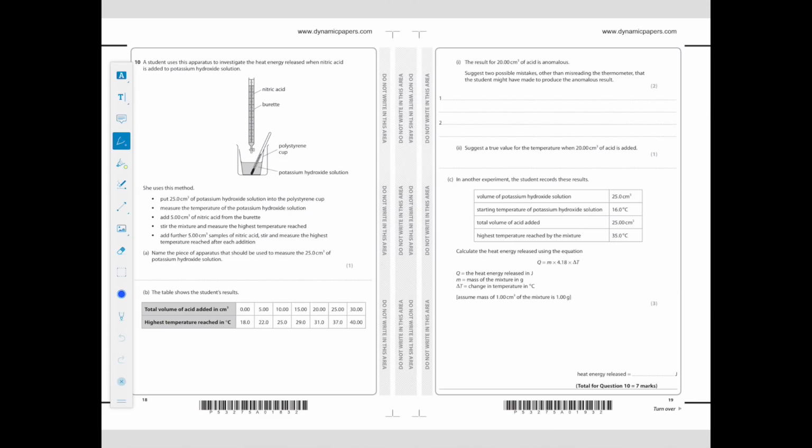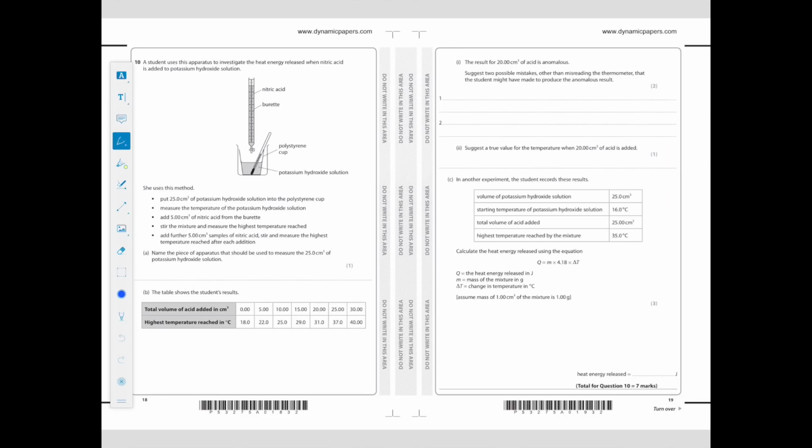A student uses this apparatus to investigate the heat energy released when nitric acid is added to potassium hydroxide solution. So we've got nitric acid inside the burette, which is going to be dripped into the polystyrene cup containing potassium hydroxide. She uses this method. Put 25 cm³ of potassium hydroxide solution into the polystyrene cup. Measure the temperature of the potassium hydroxide solution. Add 5 cm³ of nitric acid from the burette. Stir the mixture and measure the highest temperature reached. Add further 5 cm³ samples of nitric acid. Stir and measure the highest temperature reached after each addition.